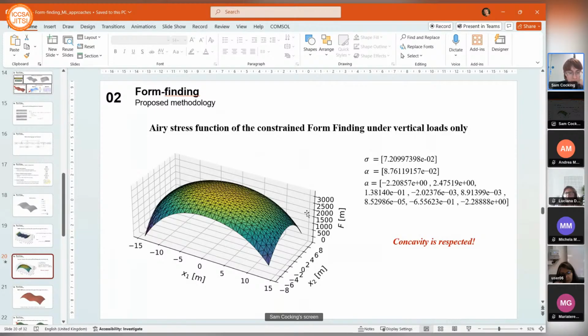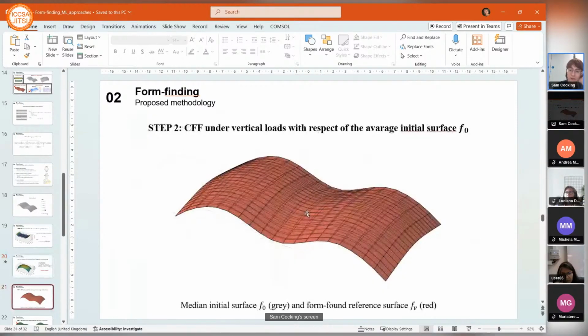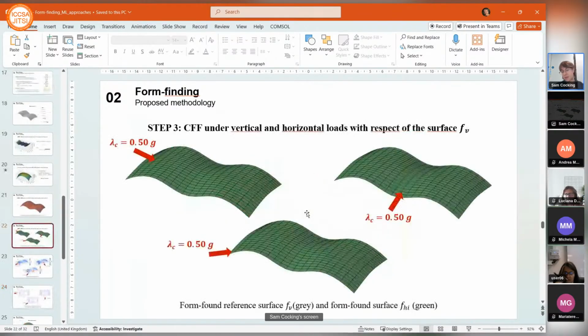And then once we have enough of those, we can input this actual form, and we can form find under vertical loads, and you'll see there's some difference here between the two sets of lines forming that meshed surface. So there is a difference between what we put in and what we get out, which is the red surface. And then using that red surface under vertical loads as our new reference surface, we then perform a constrained form finding under the horizontal loads as well. So we consider three directions for the horizontal loads, choose a horizontal load multiplier of lambda is 0.5 g.